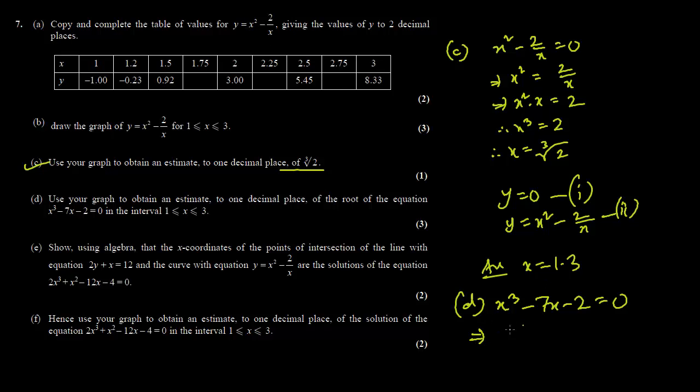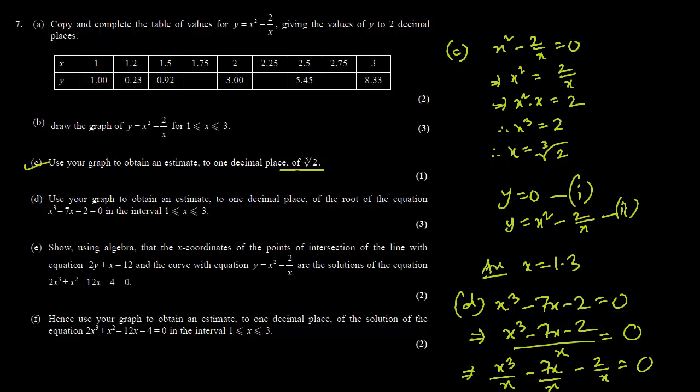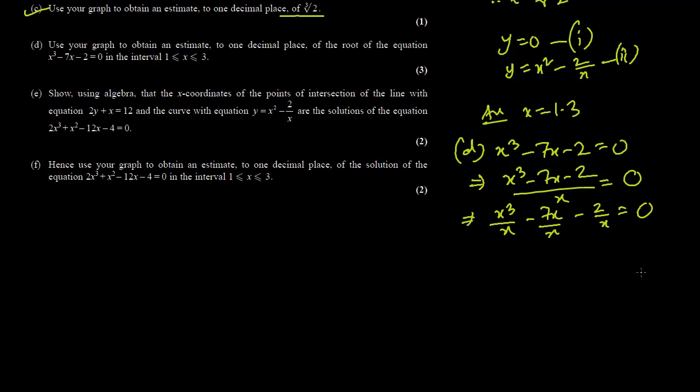So if I divide both sides by x, it would be x cubed minus 7x minus 2 divided by x. On this side, 0 divided by x, which is going to be 0. Then I can write x cubed by x minus 7x by x minus 2 by x equals 0. And if I cancel this off, it turns out to be x squared minus 7 minus 2 by x equals 0. So now this is x squared minus 2 by x equals 7.